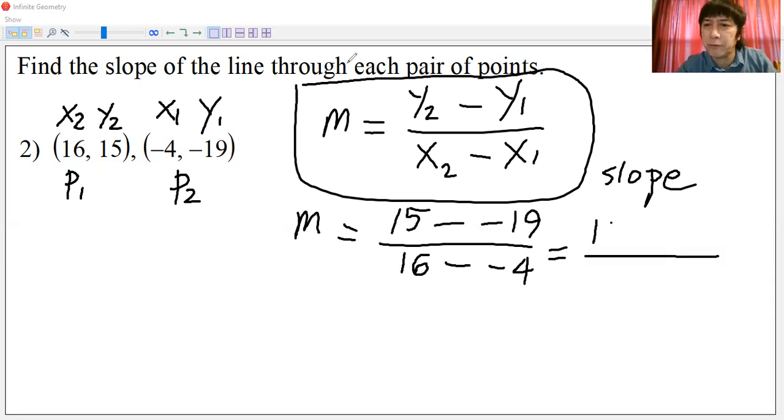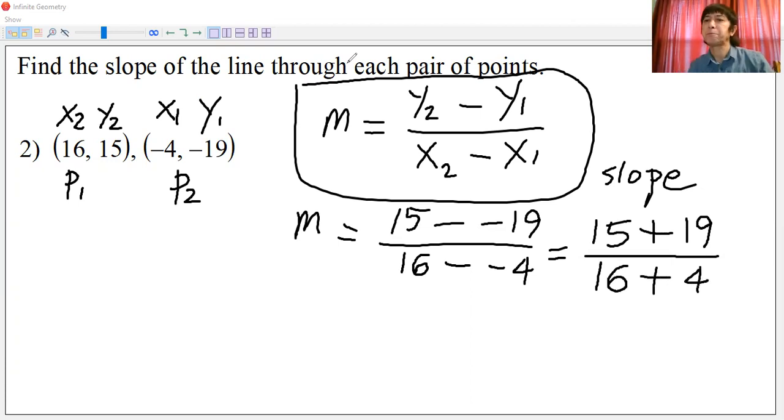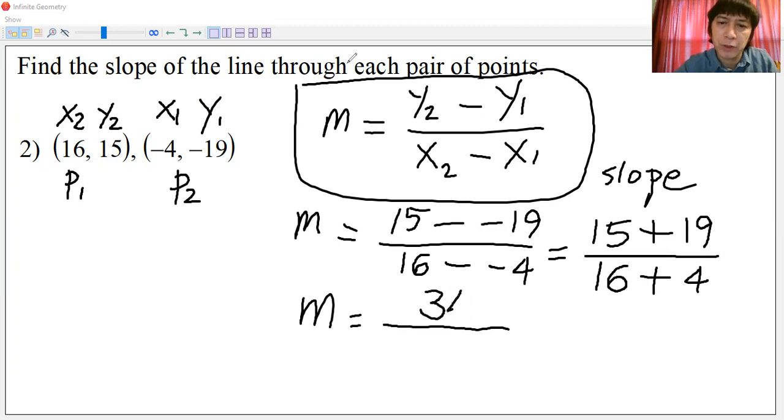This will become 15 minus negative means plus. So we're going to have there plus 19. At the denominator, we will have just the same. 16 minus negative, that becomes plus. There. And so this will be reduced by simplification. We're going to have 34 positive. Adding the 15 and the 19 is a positive 34. Adding the 16 and 4 gives us 20.